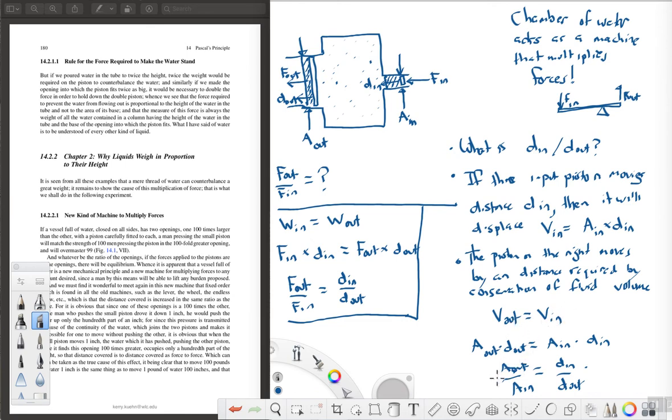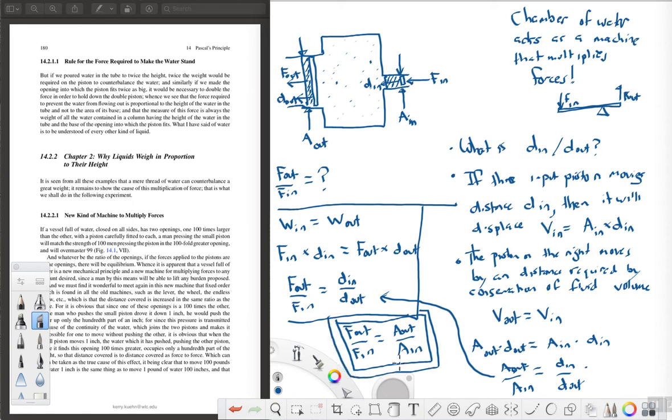And now we can take this and plug it in up here to find the ratio of the output force to force in. It is going to be equal to d in over d out, which is A out over A in. And here, then, is a formula for the mechanical advantage of this fluid-filled chamber with two holes in it. I'll put two boxes around this to emphasize it.